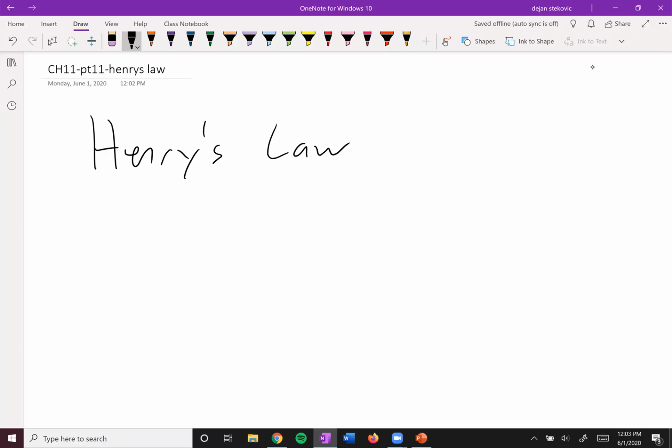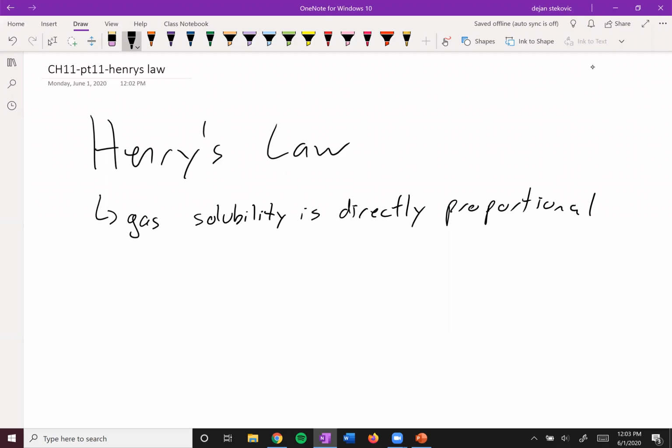All right, so we talked about how increasing the partial pressure of a gas will increase its solubility in a liquid. So that was kind of a qualitative thing, more partial pressure, more solubility. We can take a look at it from a numbers perspective, and this comes from Henry's law. What Henry's law states is that the gas solubility is directly proportional to the partial pressure of a gas.